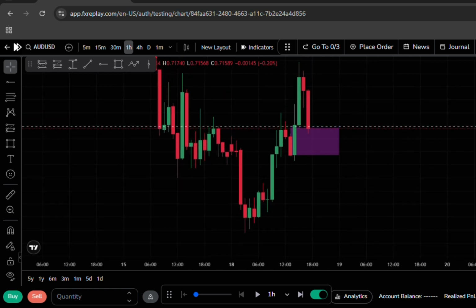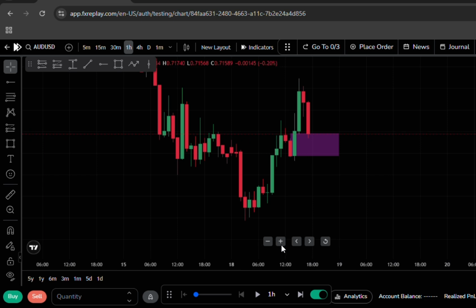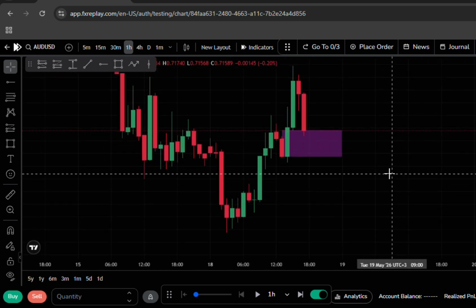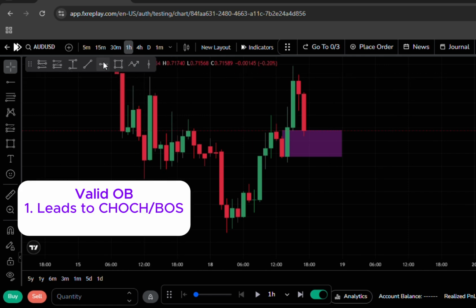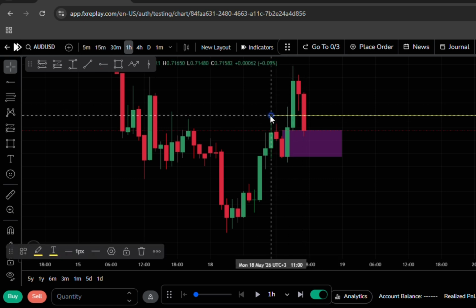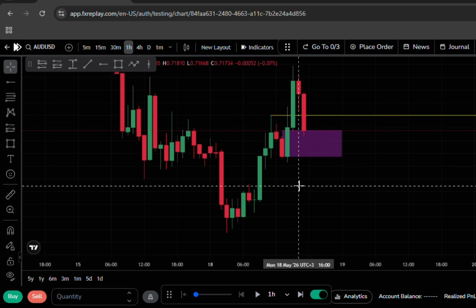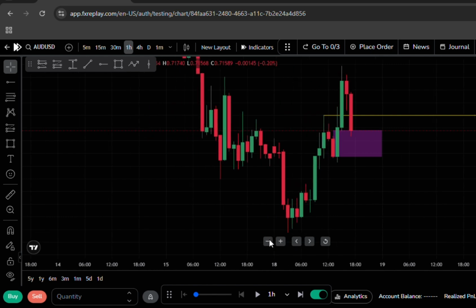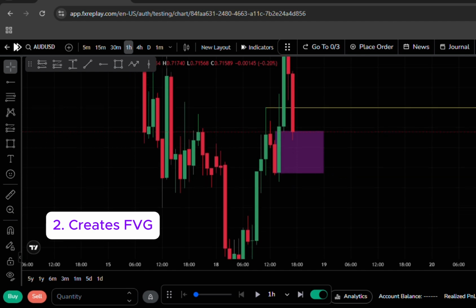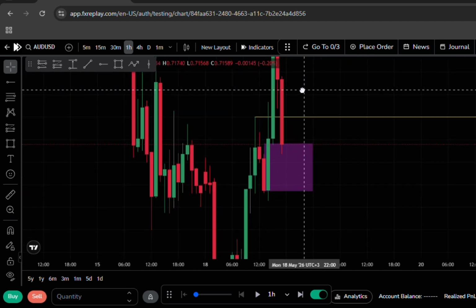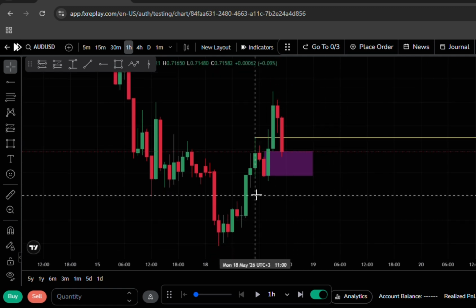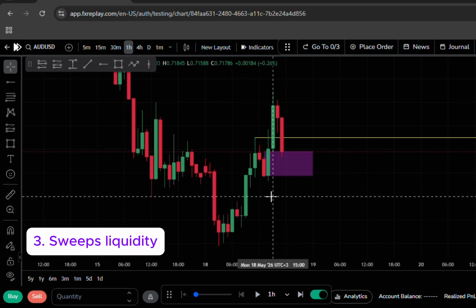Furthermore, I was convinced this order block is a valid order block because it met all three characteristics of a valid order block. Number one, a valid order block leads to either a change of character, a market structure shift, or a BOS. So here you see there was a change of character after it broke this high. The second characteristic is that it must move with momentum, leaving a significant fair value gap. You see the market moved with strong momentum, leaving this fair value gap. The third characteristic is that a valid order block must sweep liquidity, which was ultimately attained at this point.